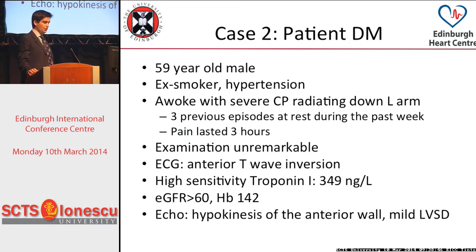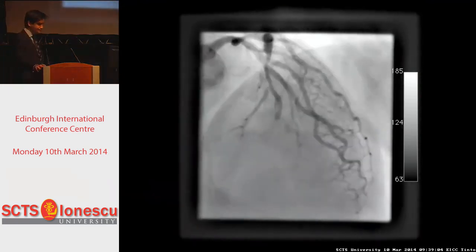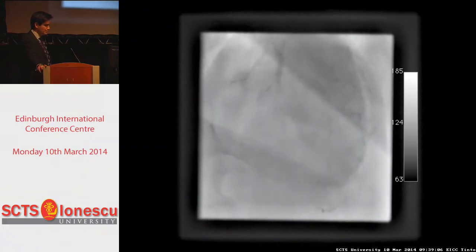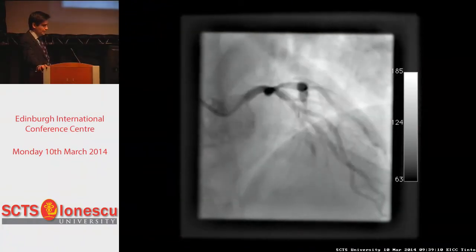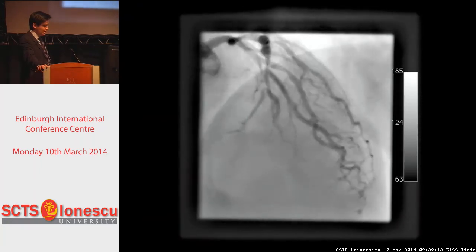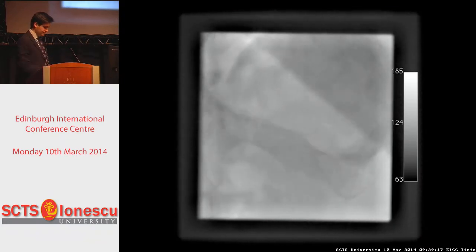He had an echocardiogram that showed some mild hypokinesis of the anterior wall, and overall mild left ventricular systolic dysfunction. So a diagnosis of a non-ST elevation myocardial infarction was made, and the decision was to perform an early angiogram. So these are the pictures. You can see that he's got an occlusion of his LAD here on that view, and there is some late distal filling of the distal vessel from collaterals.